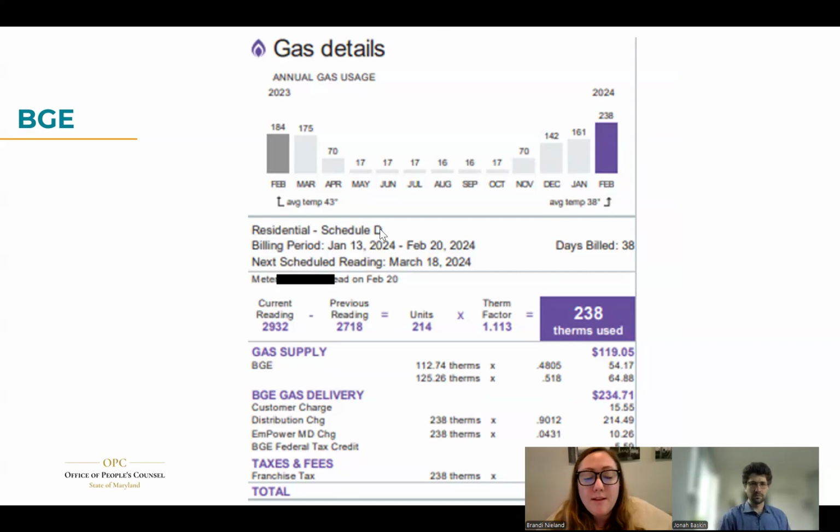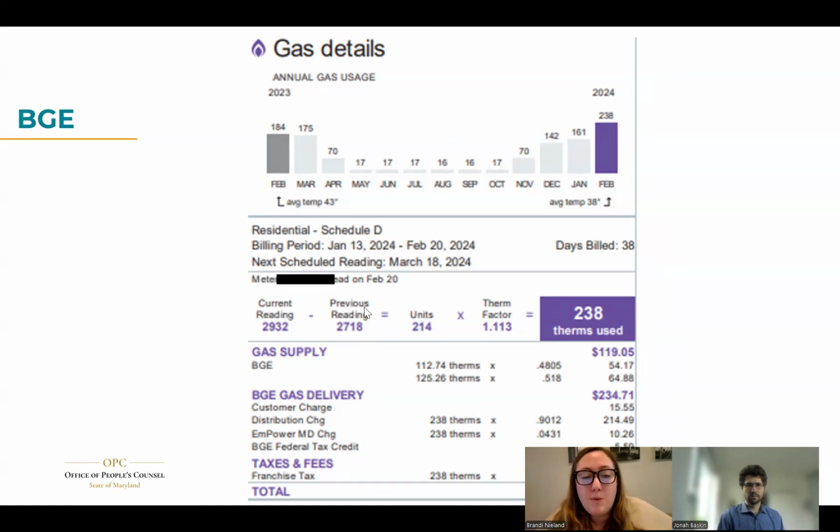Residential Schedule D, sort of like Schedule R, it's just the other name for the main rate class for BGE gas service. Our billing period, again, this one's high. I wanted to use this because sometimes it can be very surprisingly high and also could be why maybe you're like, this is a little higher this month. It might be that they billed you for more days than normal. Your next scheduled reading, your meter number, when it was last read.